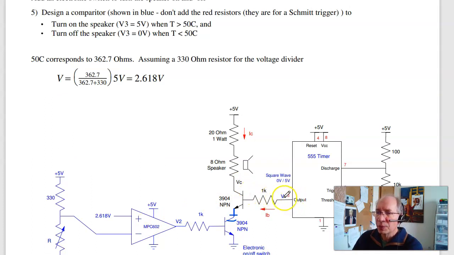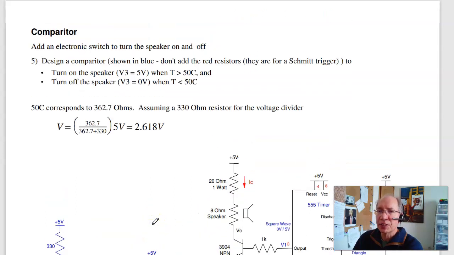I've got my output as a square wave. The transistor is tied to ground. I can make the really loud, annoying sound. So now let's add a comparator. I want the speaker to turn on at a given temperature.